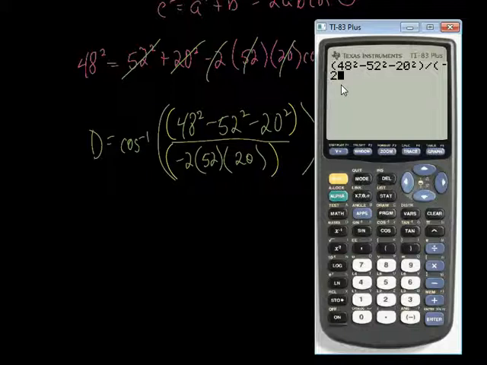Now on my calculator, I just hit negative first, then 2. What do you do on yours? Hit the 2, then the negative. That's right. And then times 52 times 20. And then I'm going to close that parentheses.